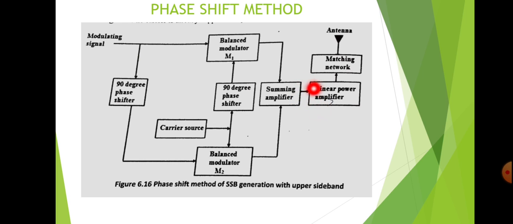So this SSB output will not have a higher magnitude. So for transmission purpose, we have to increase its amplitude. That is why we are using a linear power amplifier, so that its magnitude will be increased and then it will be given to the antenna through a matching network. This is used for impedance matching purpose. Then the amplified SSB signal will be transmitted through the antenna.